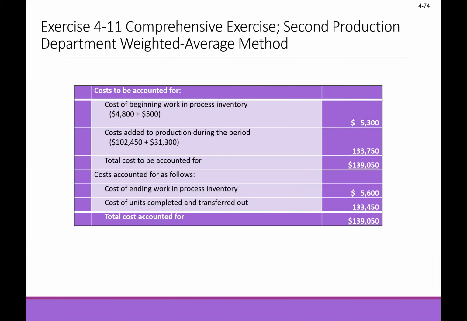So how do we account for the products? Well, we started with 5,300 in work in process. We added to that cost of 133,750. And we account for those in work in process at the end of the month, 5,600, along with units completed and transferred out of 133,450.